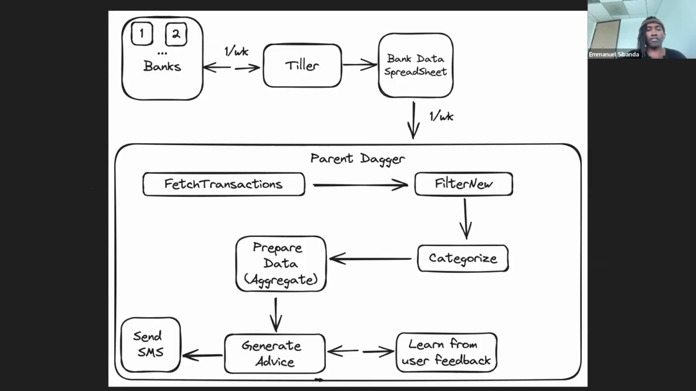So this is the architecture, just walking you through how it works currently. I am using Tiller to grab data from multiple banks. That data is sent to a spreadsheet. Once a week, I use GitHub Actions to run the parent Dagger module, which starts off by fetching the transactions from the spreadsheet, filters for new transactions by checking what's in the database currently, categorizes them, writes them to the database, gets the data back in an aggregated format, sends it to AI for advice, and then sends an SMS at the end of it all.